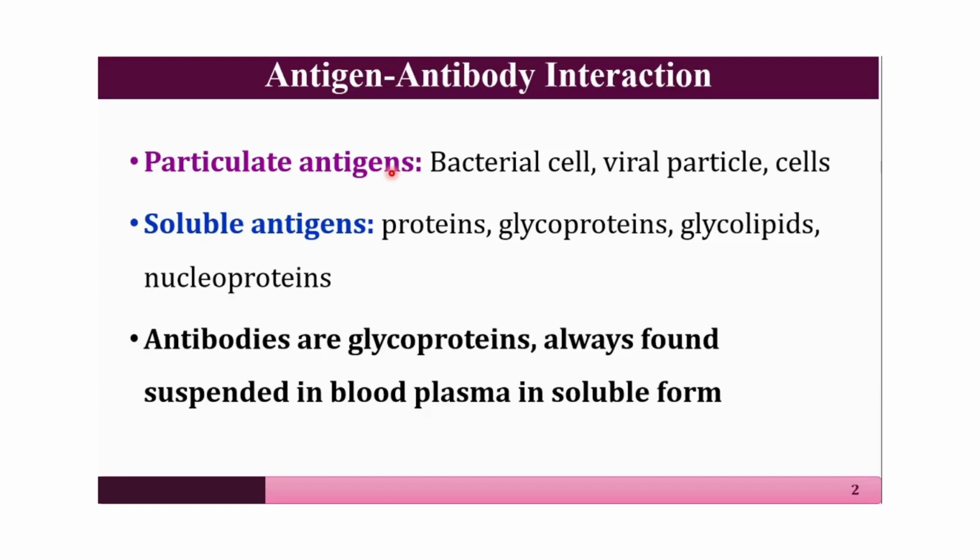Basically, the particulate antigen has a shape because a cell has an outer boundary and cytoplasm, or an outer boundary with some nucleic acid inside, as in the case of a viral particle. So, since cells are made up of different organic molecules, the surface of the cell or the molecules within the cell become the antigens. Therefore, those antigens are called particulate antigens.